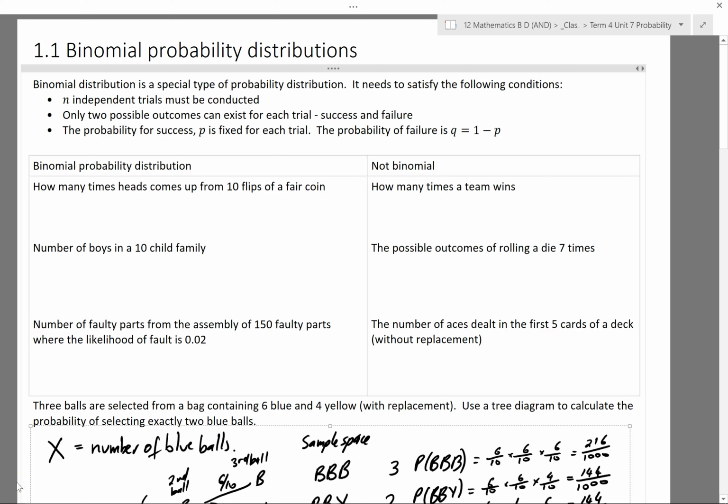This unit is about binomial probability distributions. In your textbook, it talks a lot about these in chapter 9. For binomial probability distributions, it needs to satisfy the following conditions.